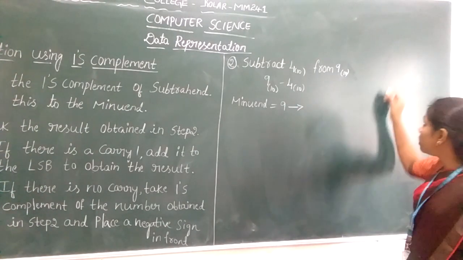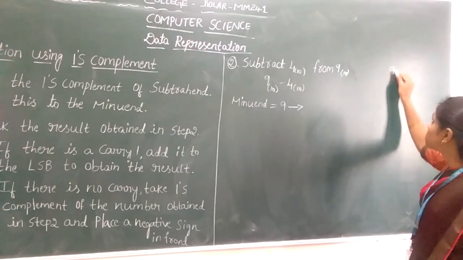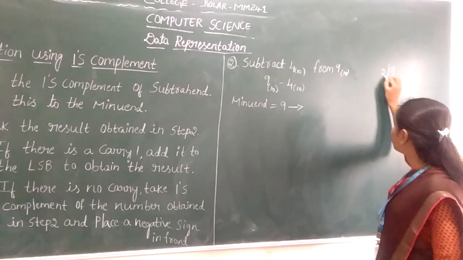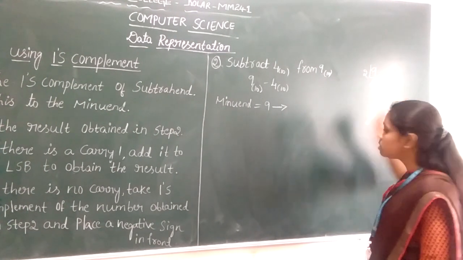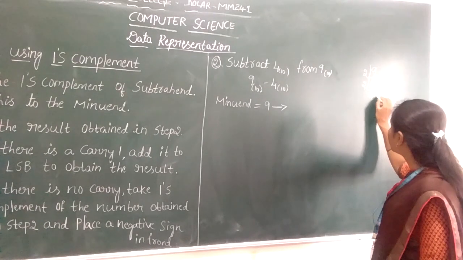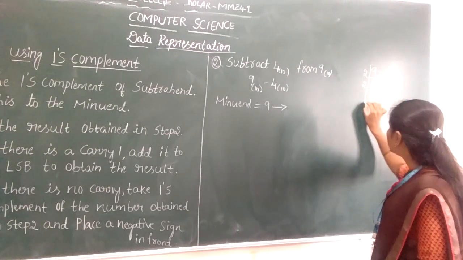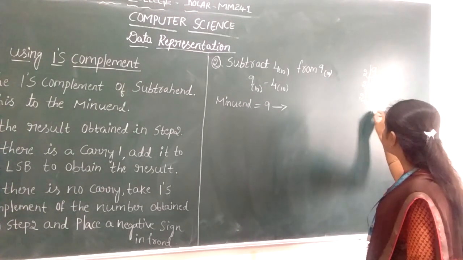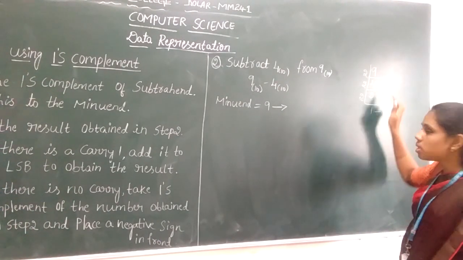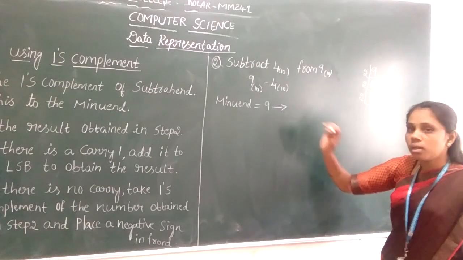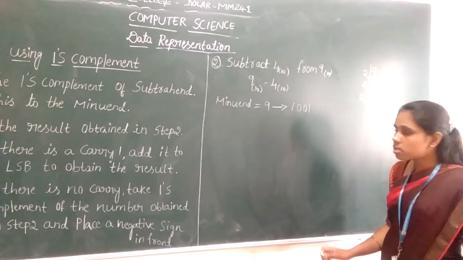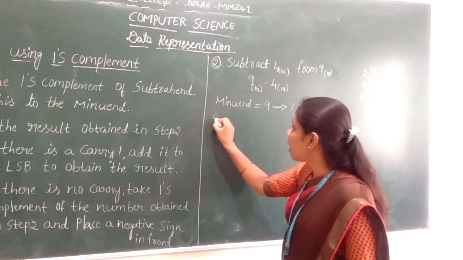How to find it? We have already discussed. Divide the given number by 2. 2 fours are 8, the remainder is 1. Again divide by 2. 2 twos are 4, the remainder is 0. Divide by 2. 2 ones are 2, the remainder is 0. Now 1001 is the binary equivalent value for 9. Next, find out which is the subtrahend.